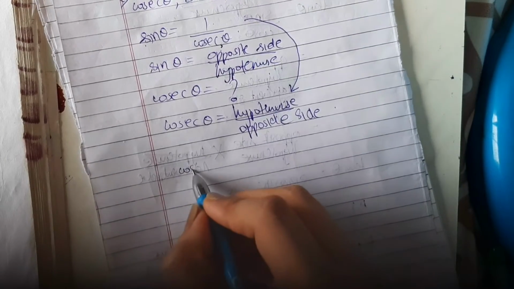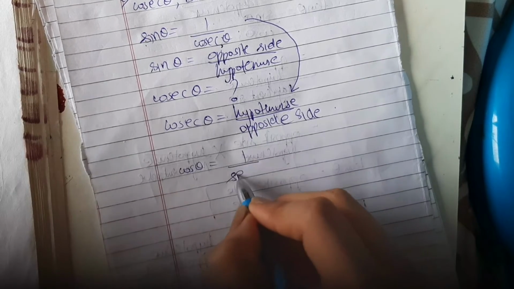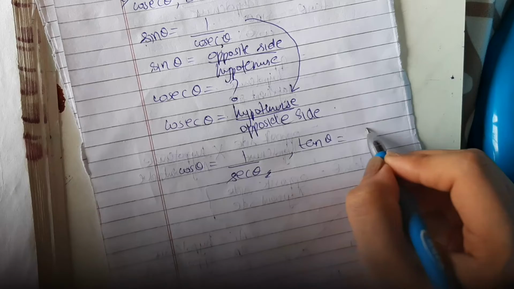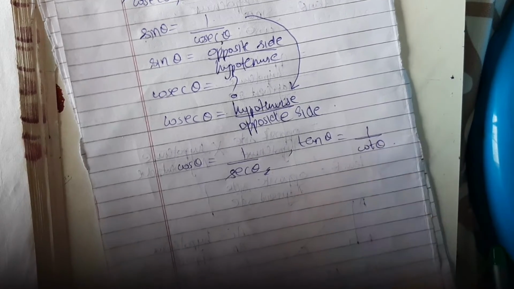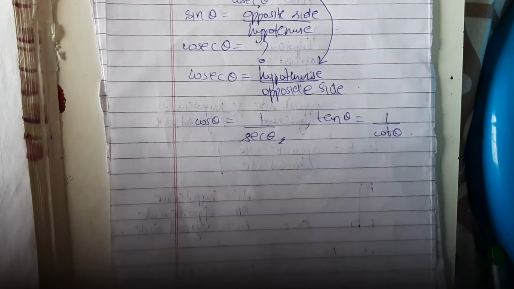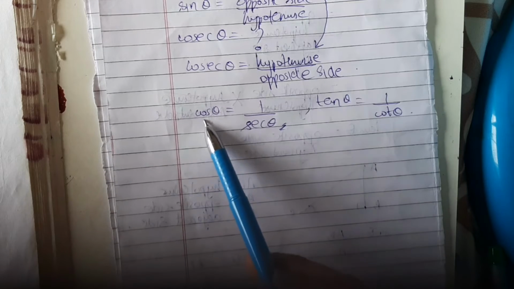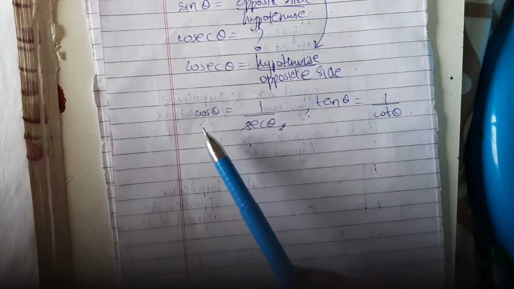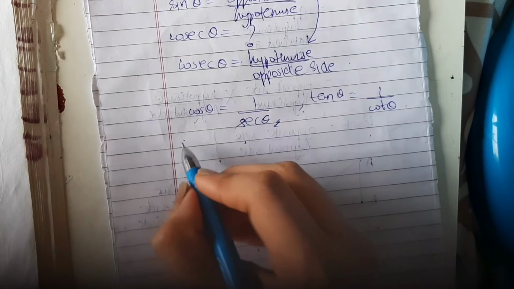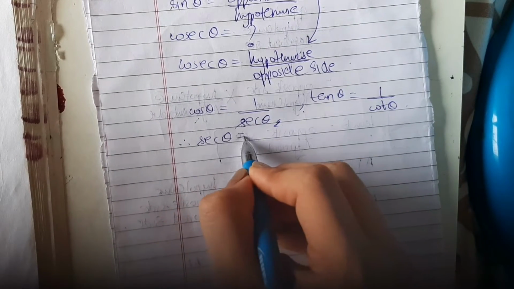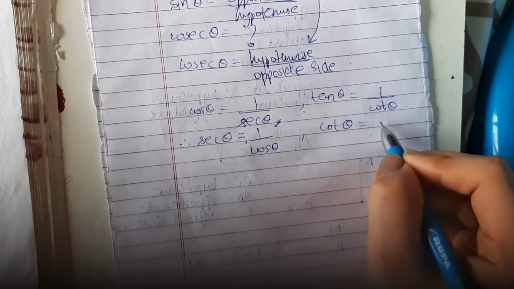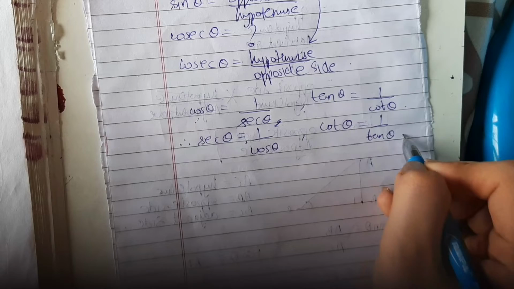Now what is the relation between cos and sec? So cos theta is equal to again 1 upon sec theta. And what about tan theta? Tan theta is equal to 1 upon cot theta. Understood? Now cos theta is 1 upon sec theta, tan theta is 1 upon cot theta. So therefore sec theta will be what in terms of cos? It is 1 upon cos theta. And what is cot theta? It is 1 upon tan theta.